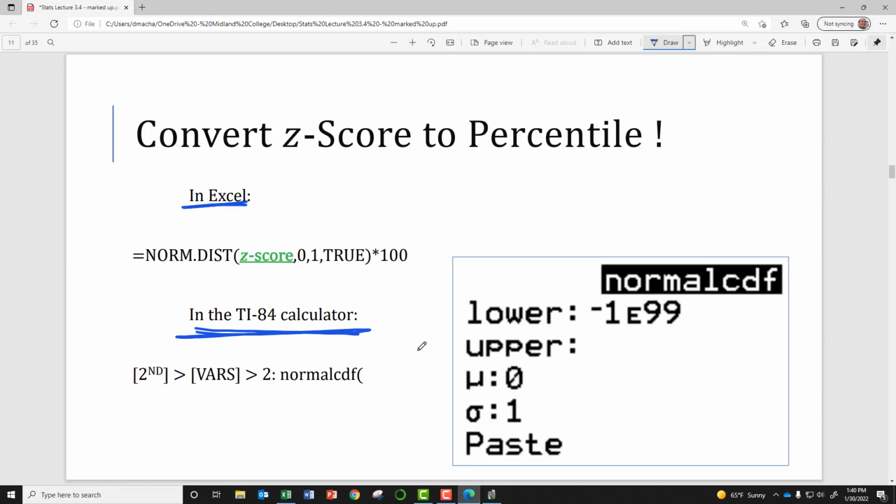I'll mark up this slide so you don't forget where to put the z-score. It's going to go right here. It needs to look more like an O, a little bit less like a sigma. Okay.